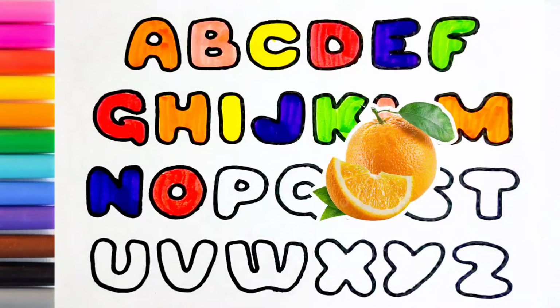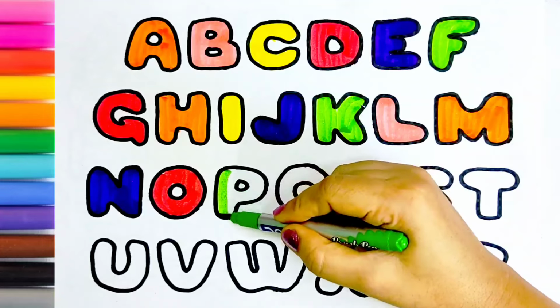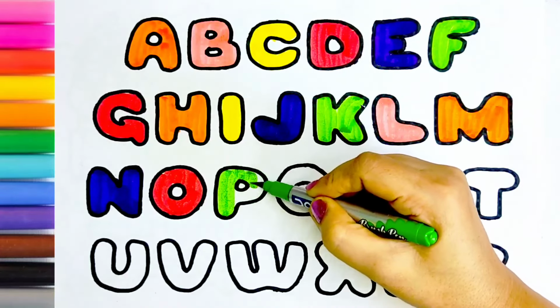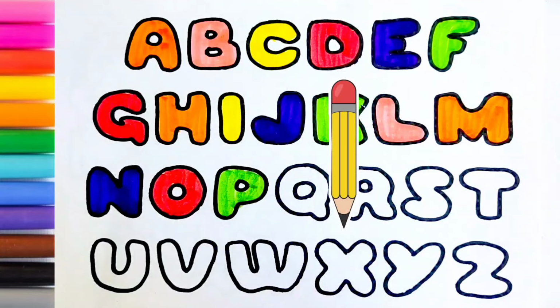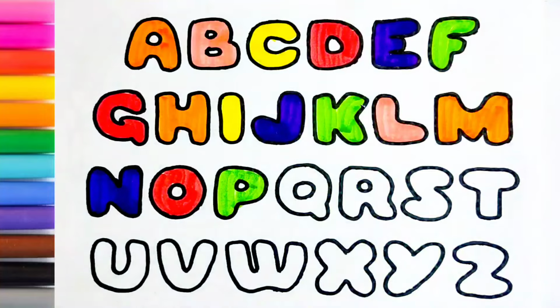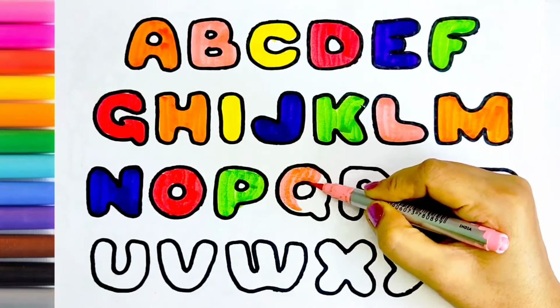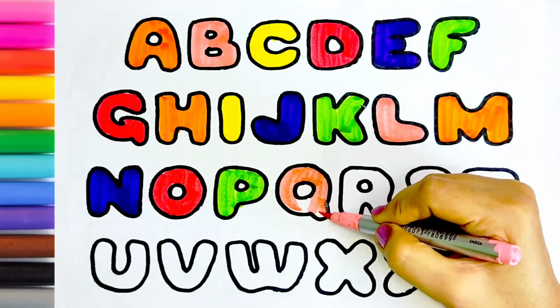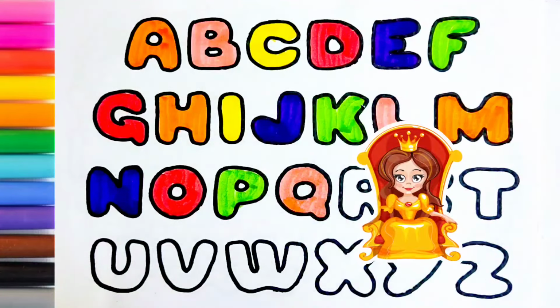O for orange. Light green color. P for pencil. This pink color. Q for queen.